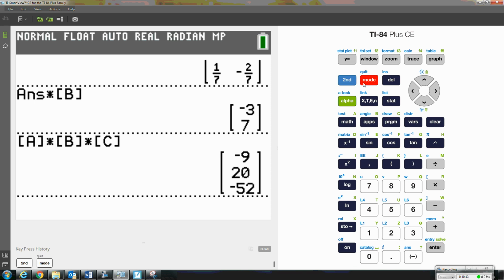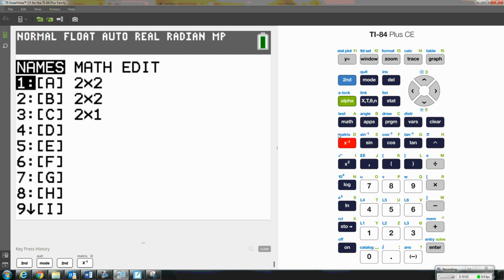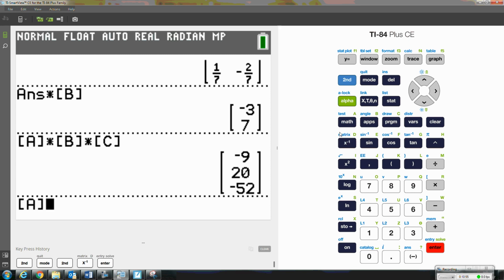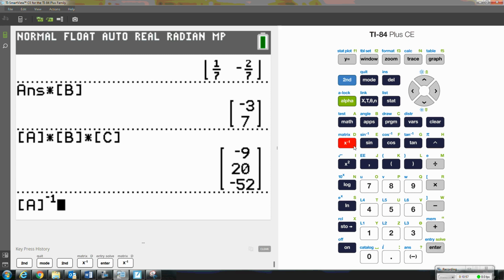Now to find the inverse of this, we're going to use our inverse button. That's x to the -1. So first we have to get our matrix. So select matrix A, and then take the inverse of that.